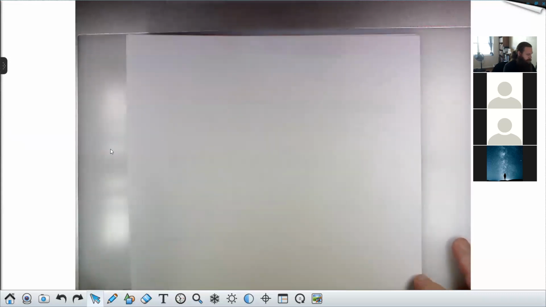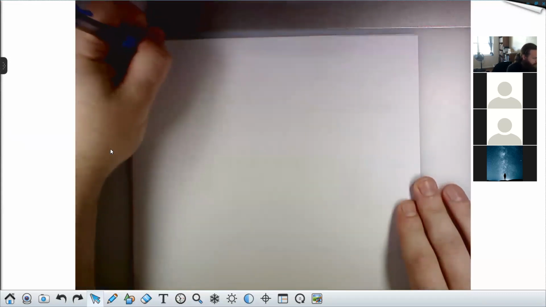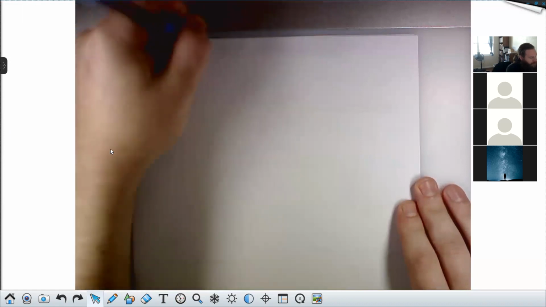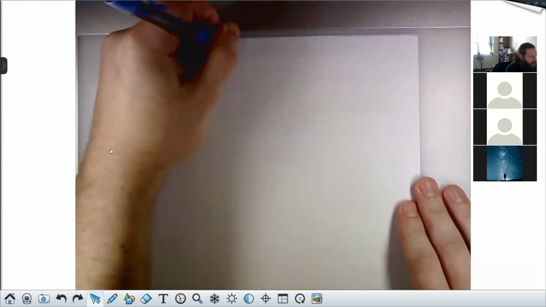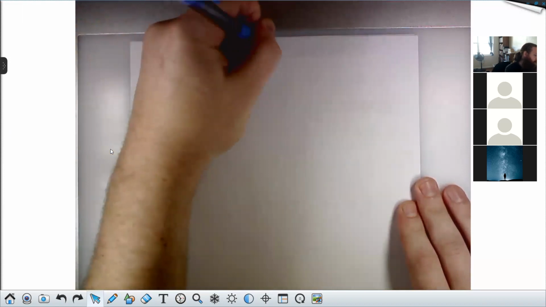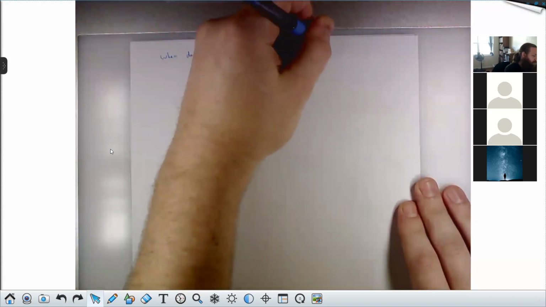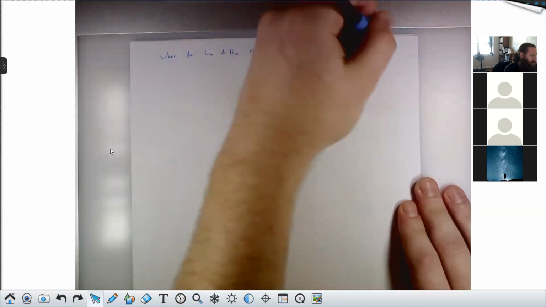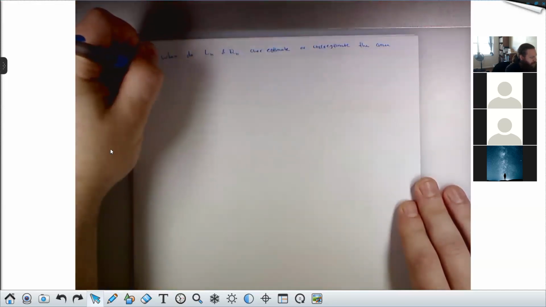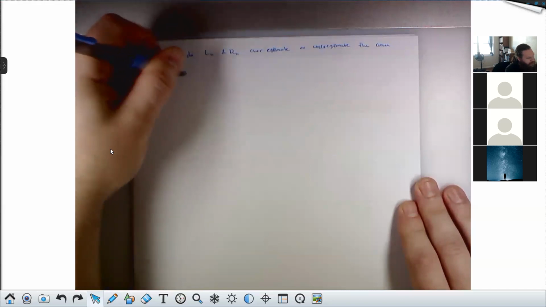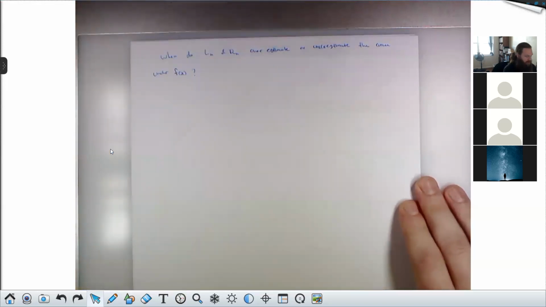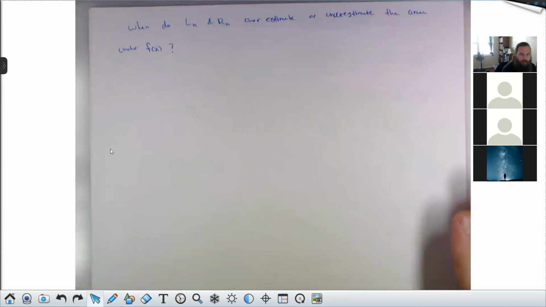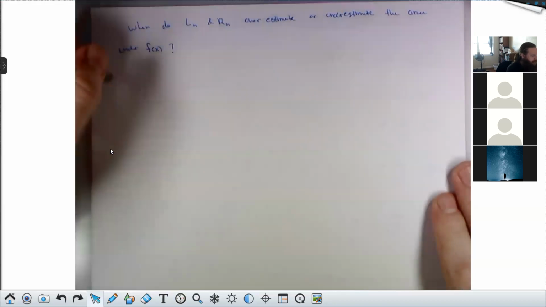So when do Ln and Rn overestimate or underestimate the area under f of x? This is what I'd like to answer. And I'm going to give you a thorough answer here, but it only applies in particular situations.